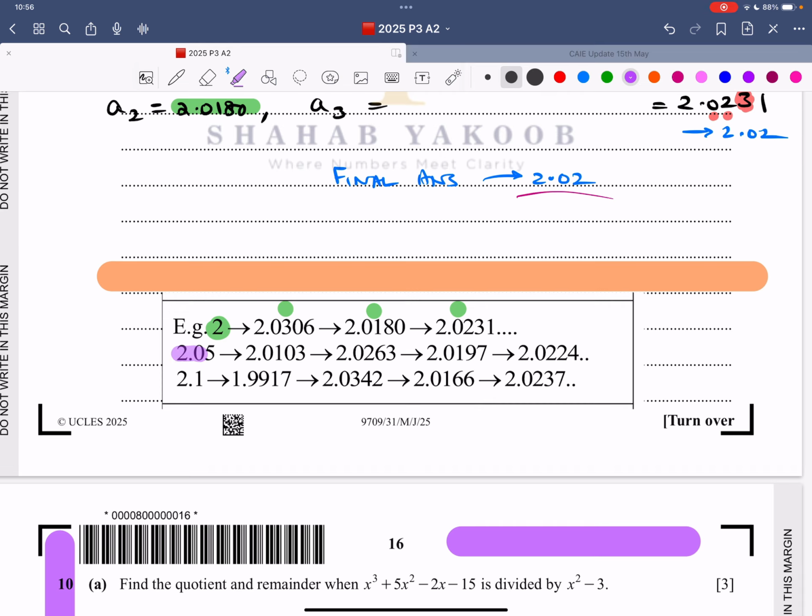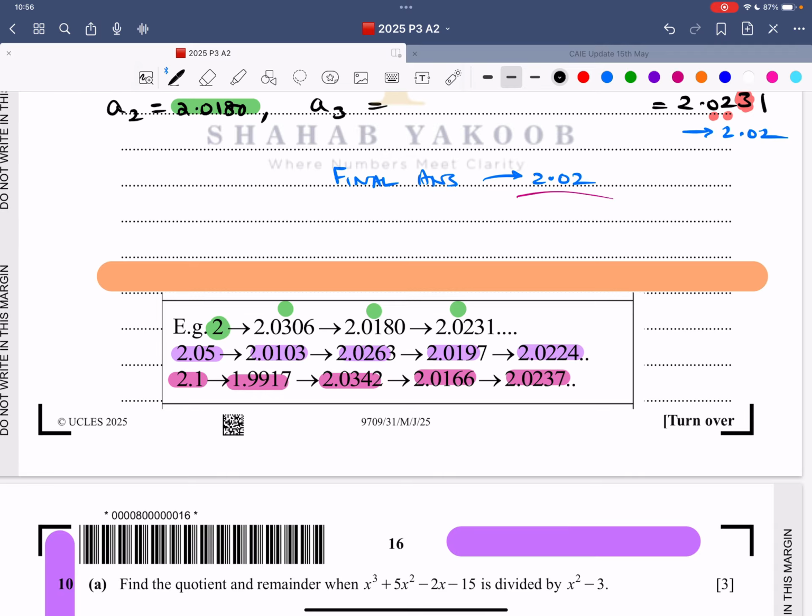If someone started with 2.05, 1 step, 2 steps, 3 steps, in the 4th step you're getting the answer. If someone is starting with 2.1, then 1, 2, 3, 4. And look at the fluctuation over here: 2.03, 2.01, 2.02. Then 2.05, 2.01, 2.02, 2.01, 2.02, and then you get the answer. 2.1, 1.99, 2.03, 2.01, 2.03. Why does this fluctuation happen? That's not part of the syllabus, so we are not discussing it.